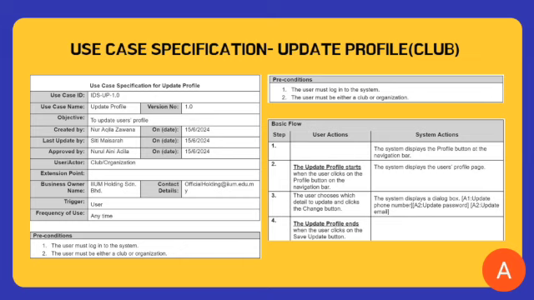So for this, there are three alternatives. The first one is update phone number, second one is update password, and the third one is update email. So the last step of the basic flow is the update profile ends when the user clicks on the save update button.